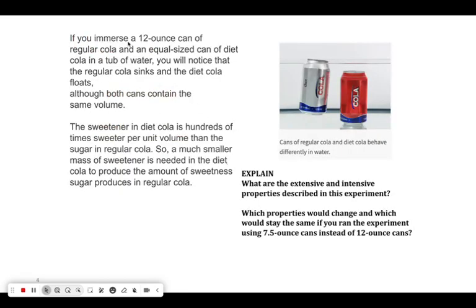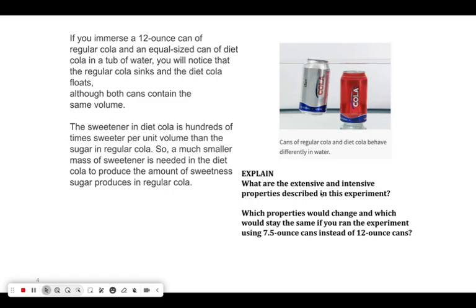So consider the Diet Cola and the regular cola. Each has different amounts of sugar. If we immerse them both in water, you'll notice the regular cola sinks and the Diet Cola floats. But they're both the same volume. They both have 12 ounces. The sweetener in Diet Cola is hundreds of times sweeter per unit volume than the sugar in regular cola. So a much smaller mass of sweetener is needed in the Diet Cola to produce the amount of sweetness that sugar produces in regular cola.